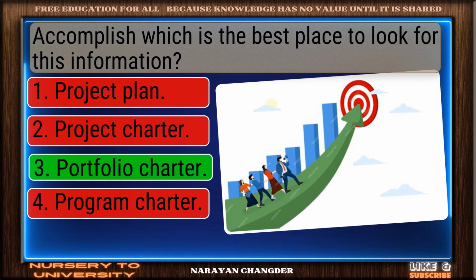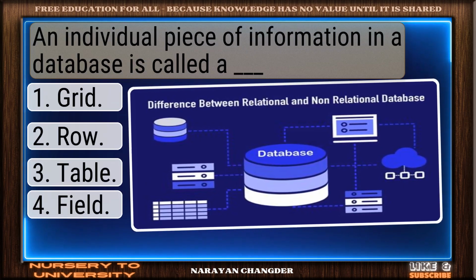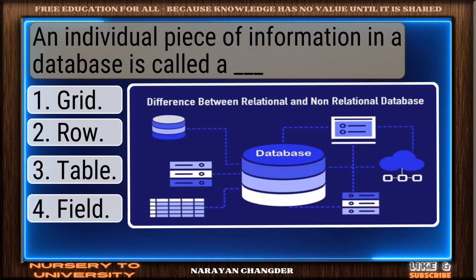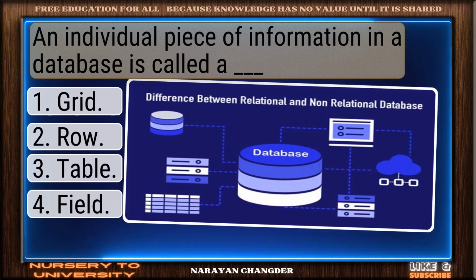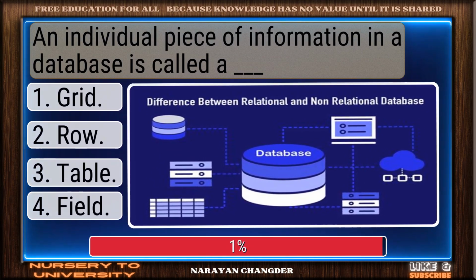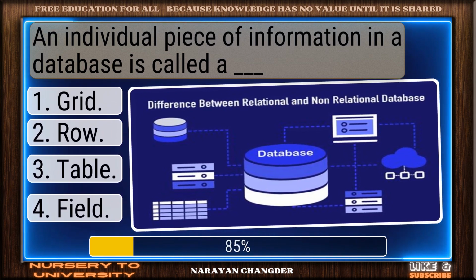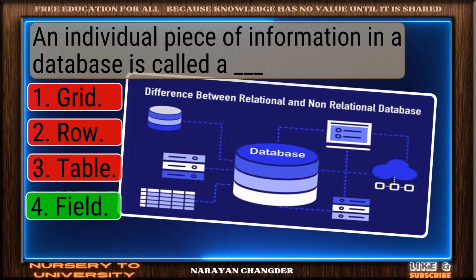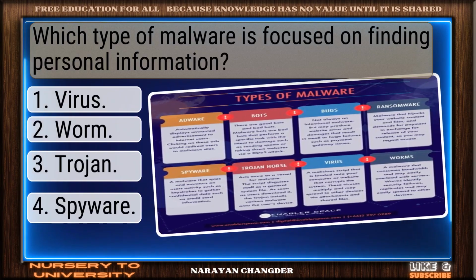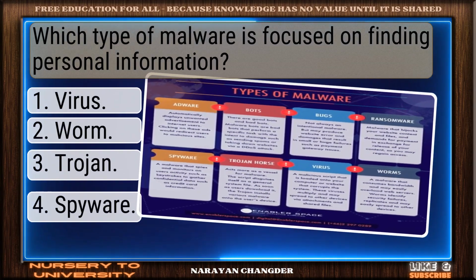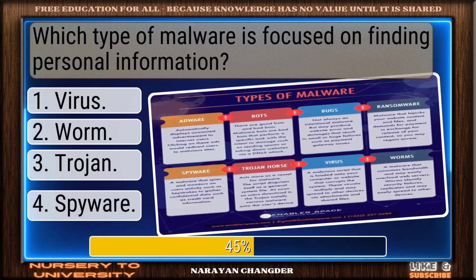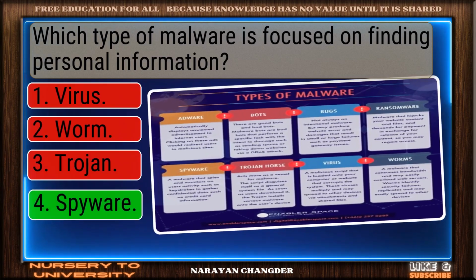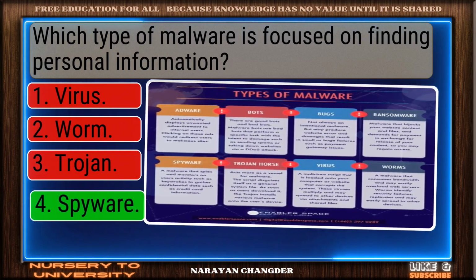Nicely done. Portfolio charter is solid. An individual piece of information in a database is called a dash. You're right. Field is correct. Which type of malware is focused on finding personal information? Good job. Spyware works well.